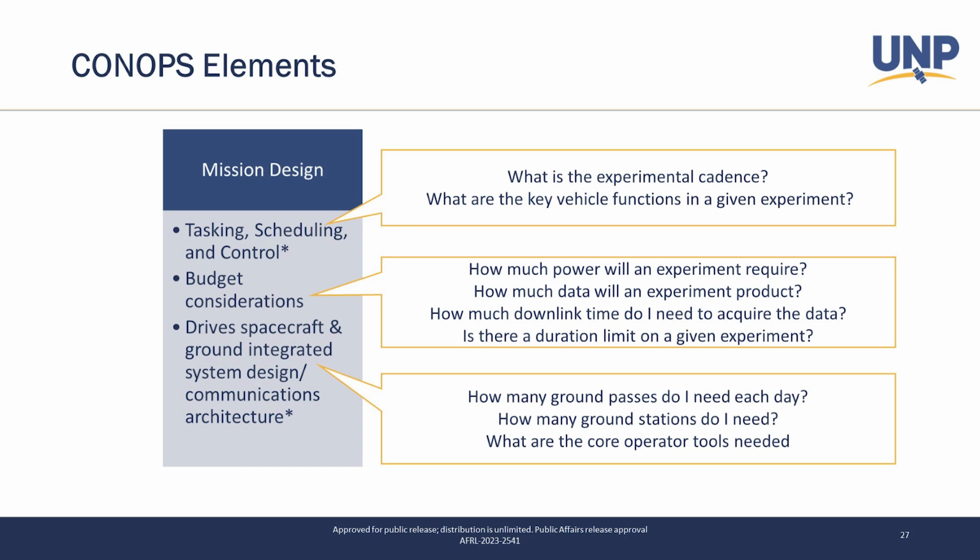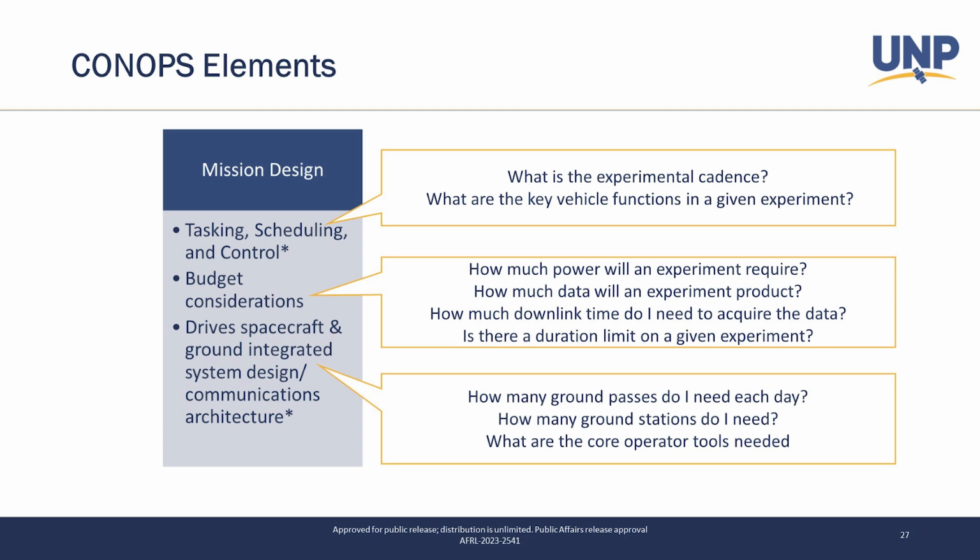Jumping into our first element, mission design. So this is the area where you're starting to think about what is my experimental cadence? What are the key vehicle functions? How do all my system budgets work? So how much power will I need in an experiment? How much will I need in a non-experiment? How much downlink time do I need? How much overall time do I need to get data down? Those types of things. That kind of falls into how many ground passes do I need in a day? If I don't have enough, how many ground stations do I need? It starts to also inform what operations tools look like.